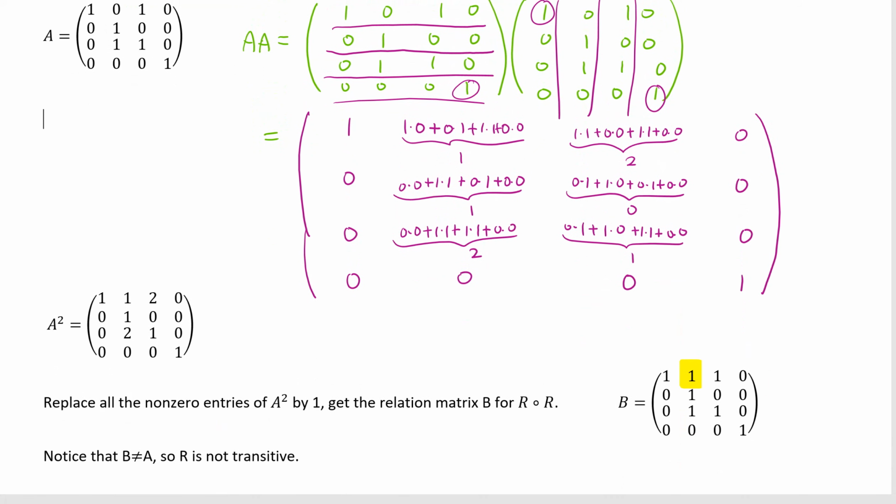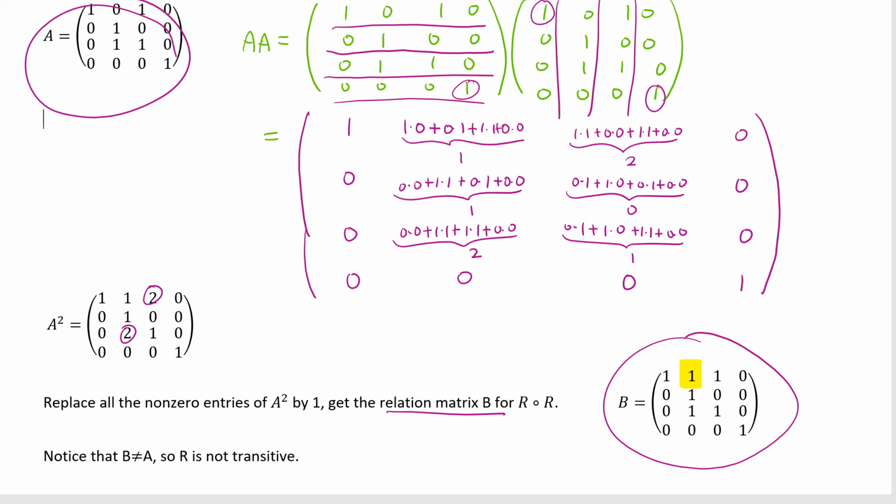Alright, let's replace all the non-zero entries by 1. So these are the non-zero entries. We replace them by 1. Then we get the relation matrix. Now compare this with our original matrix A. Are they the same?